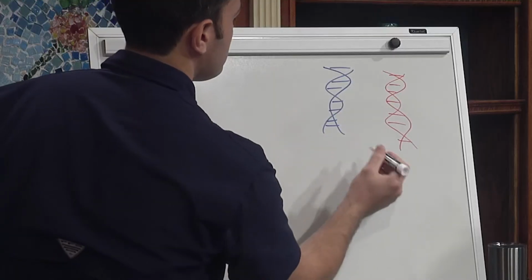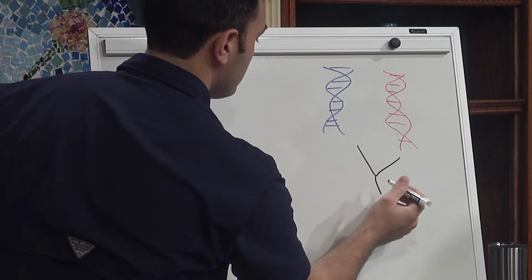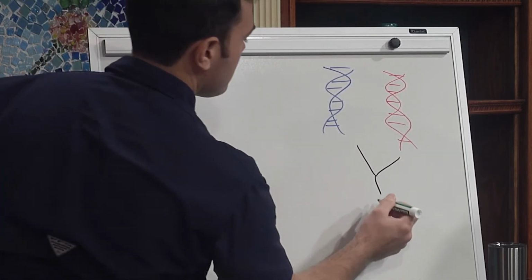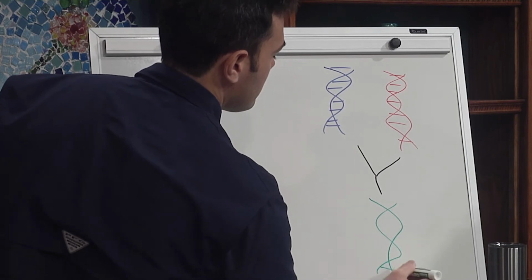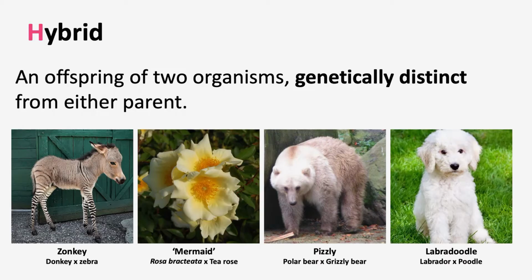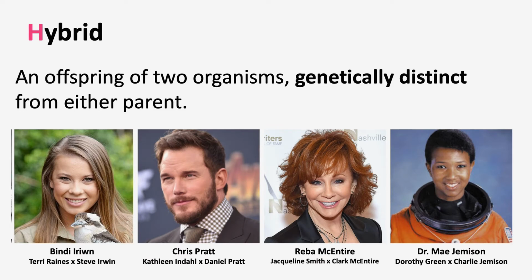These 2 will reproduce sexually to yield an offspring that has a DNA sequence composed from half of the mother and half of the father. So I'm a hybrid between my parents, you are a hybrid between your parents. You have half your mother's DNA and half your father's DNA. That's sexual reproduction. And we get different traits expressed depending on how this genome gets shuffled.